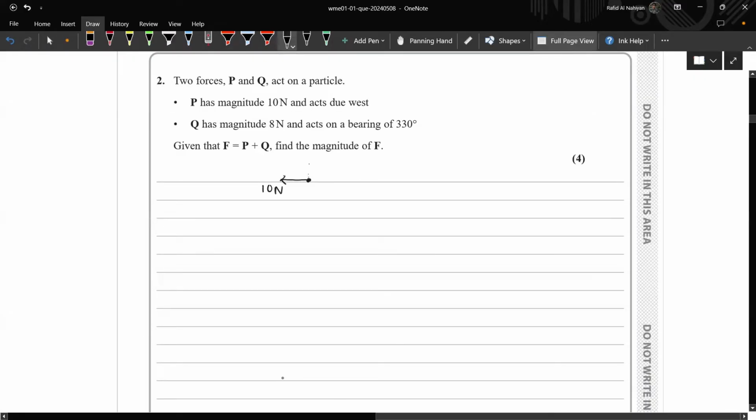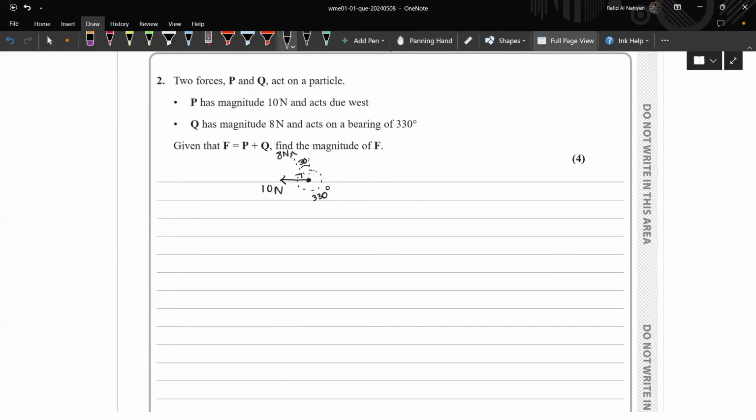So a bearing of 330 essentially means 30 degrees from the y-axis this way. Okay, because when it's a bearing, we consider the angle clockwise from the north line, right? So this is angle 330 degrees, the bearing. So this angle must be 30. Okay, and I know that this has a magnitude of 8 newtons.